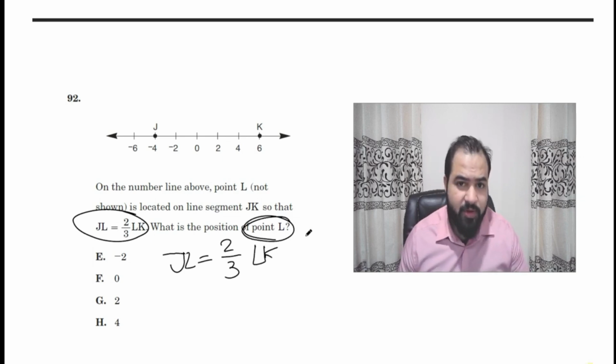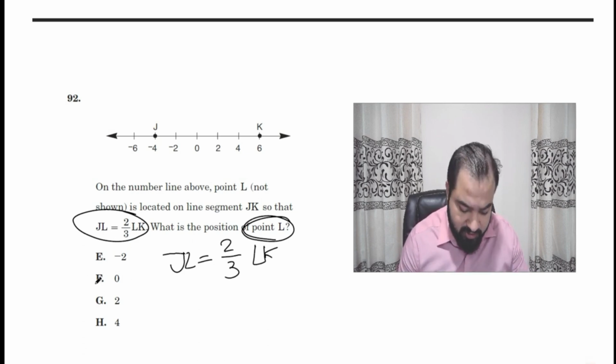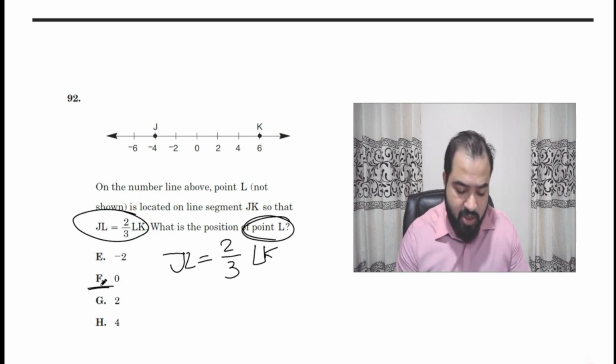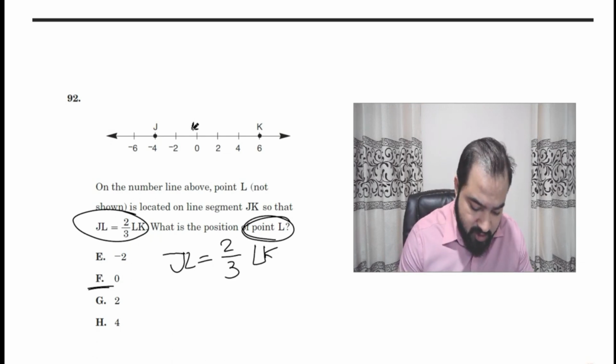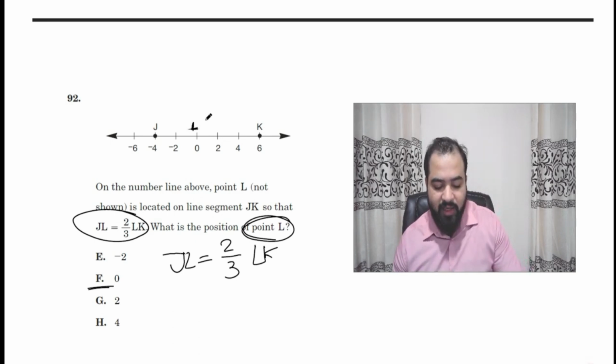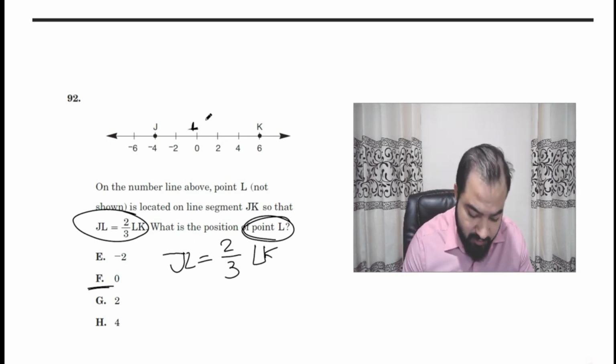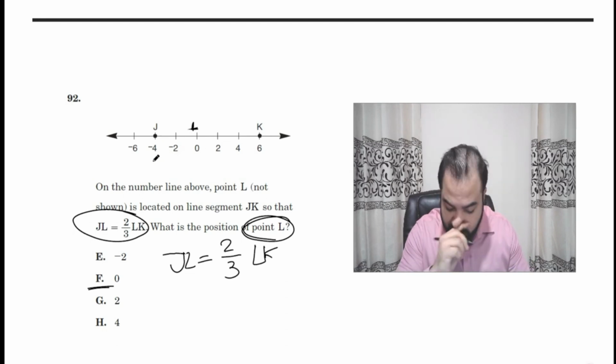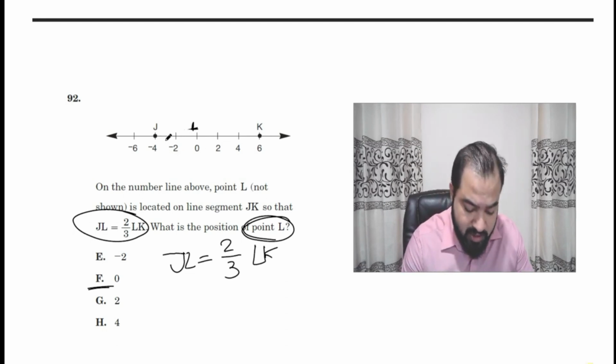The best way to do these kinds of questions is trial and error, like checking each and every option. So 0 looks like a nice option. Let's try that out. Let's see if L is 0. So let's say the position of L is 0. Now let's see if it works. Now, what is J to L? As you can see, each tick here is -4, then -2, then 0. They're like 2 units apart.